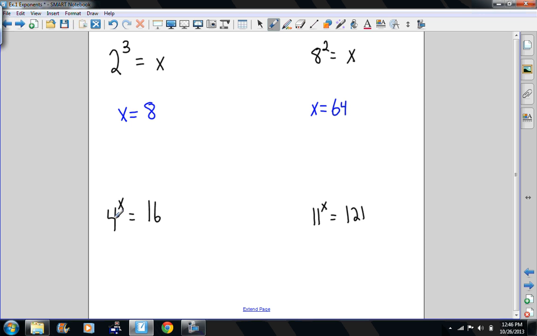Down here on the bottom, it's a little different. It's 4 raised to the x is equal to 16. So we have to figure out what the exponent would be. Well, in this case, the exponent would be equal to 2, because 4 squared is equal to 16.